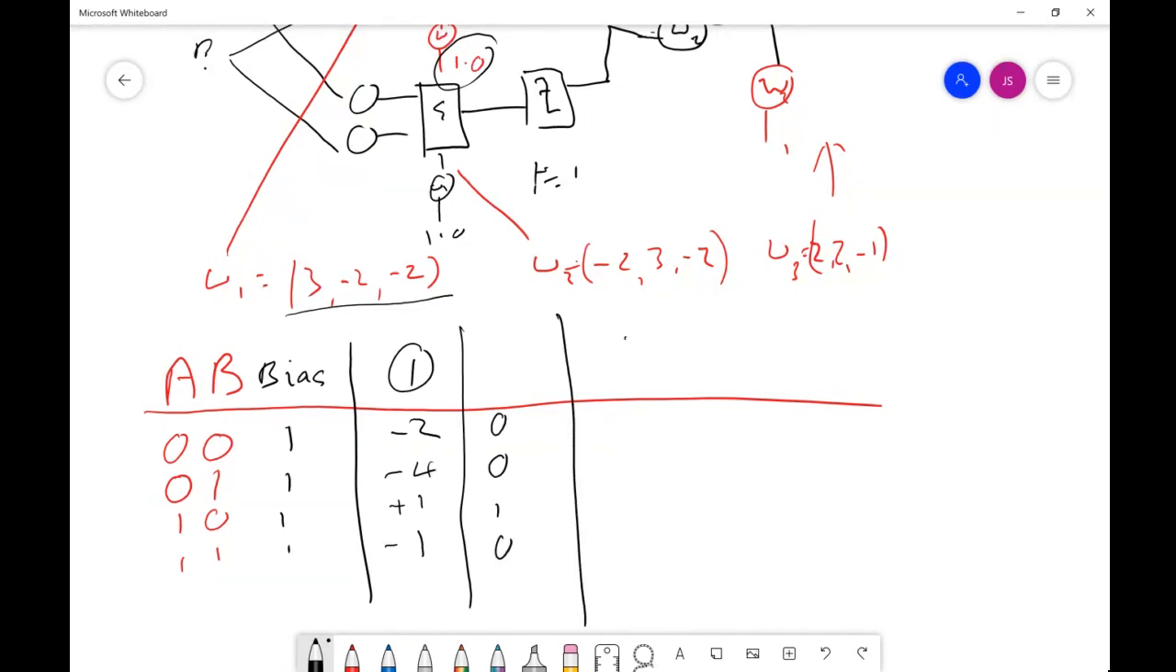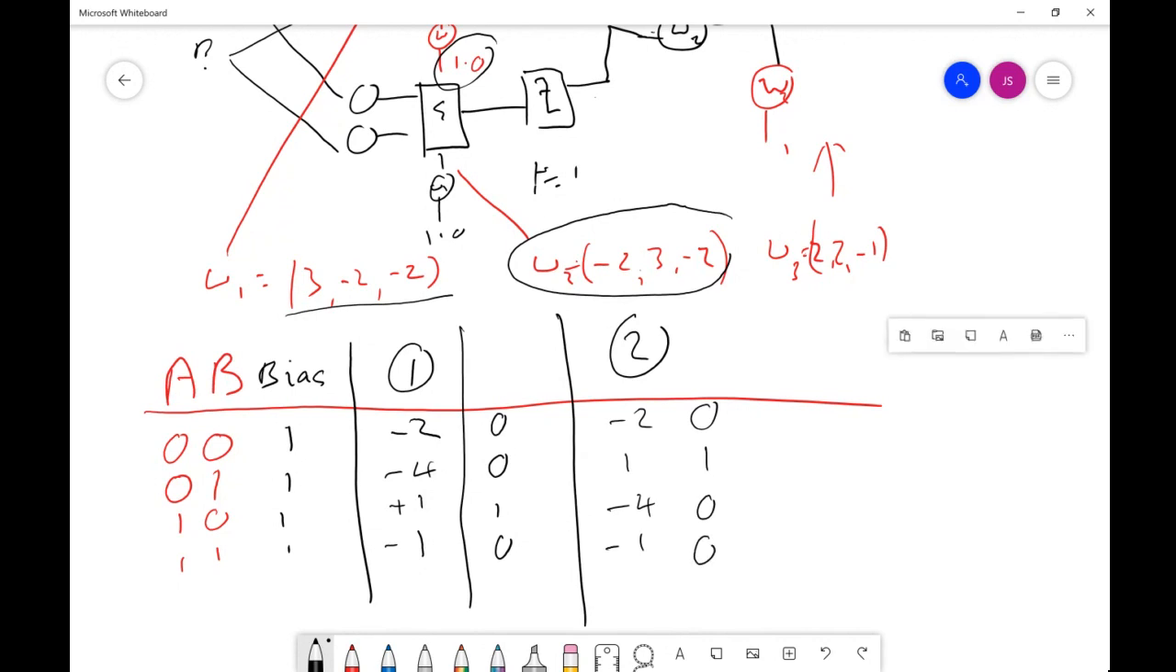Now for the second neuron, exactly the same process, but we will be using this weight vector to get the information coming out here. And that is going to be the scalar product of this with the inputs, which is going to be minus 2, 1, minus 4, and minus 1. And after thresholding, threshold T equals 0, is going to be 0, 1, 0, 0.